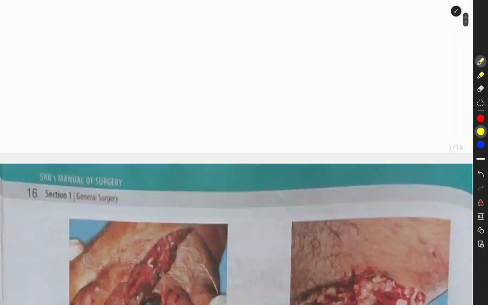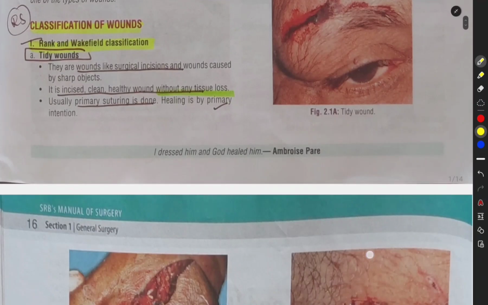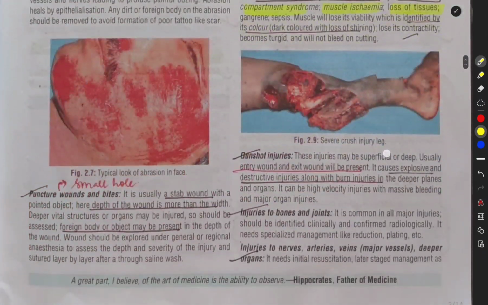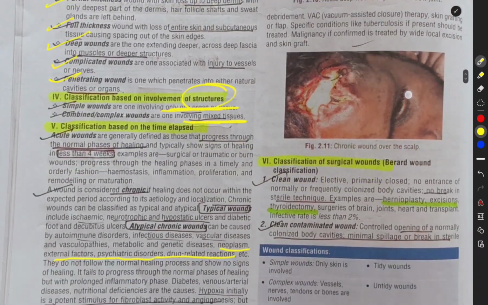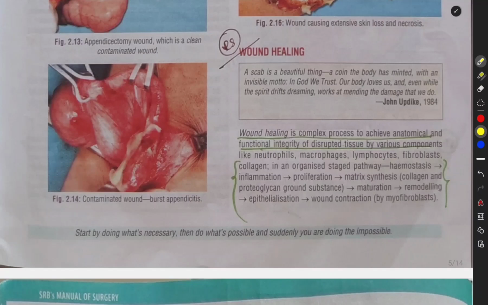So first we discussed about what is wound, the definition of wound. Then there are 6 classifications for wound: Rankin-Wakefield, the time elapsed, the type of wound, and then comes the thickness of the wound, and at last we discussed about the structures involved and then the surgical wounds. So now let's begin wound healing.